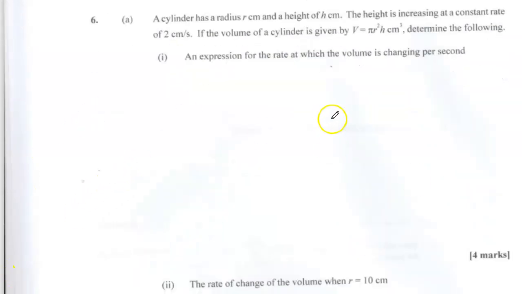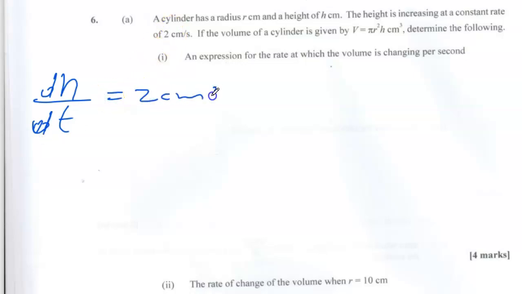Question 6. A cylinder has a radius r centimeters and height h centimeters. The height is increasing at a constant rate of 2. So the rate of change of the height, what we are given, is dh by dt. So the rate of change of the height with respect to time is 2 centimeters per second. Notice it's changing every second by 2 centimeters.